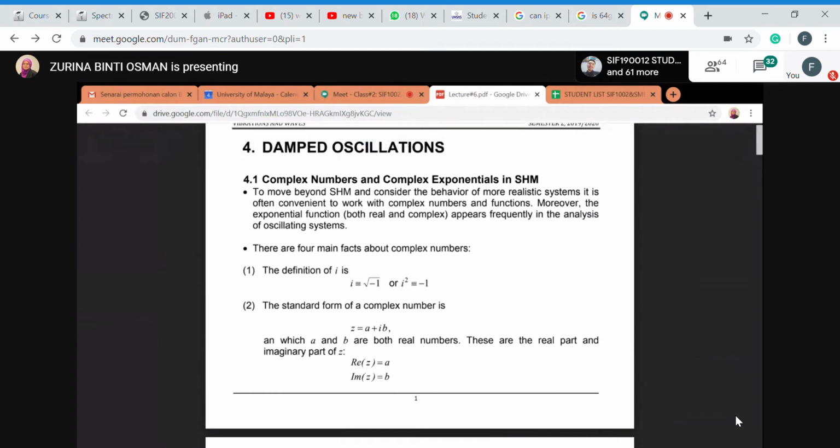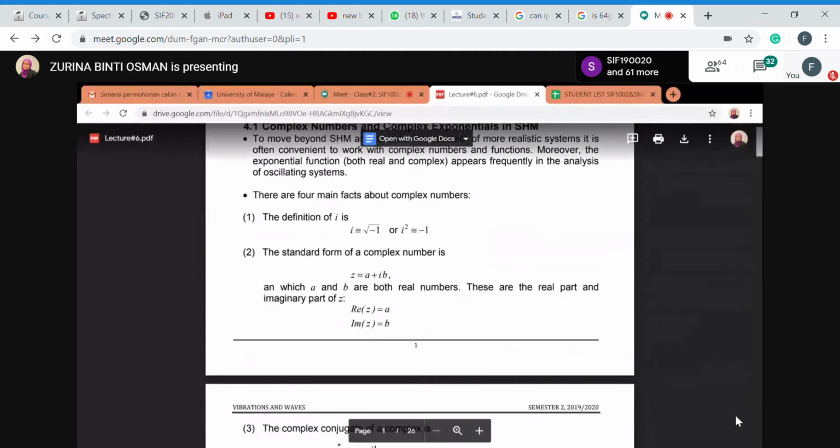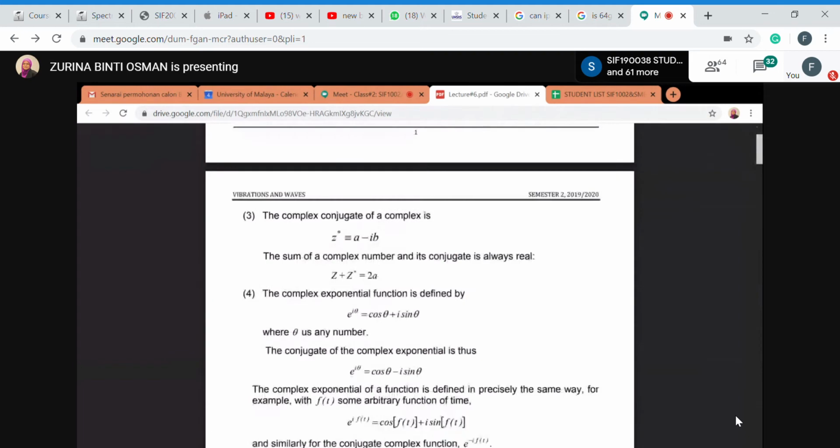Number 2, the standard form of a complex number is given by z equal to a plus ib, where a and b are both real numbers, the real part and the imaginary part. So the real part is a and the imaginary part is b, which has the i before b. And then the complex conjugate of that, which is given by z star, is equal to a minus ib.